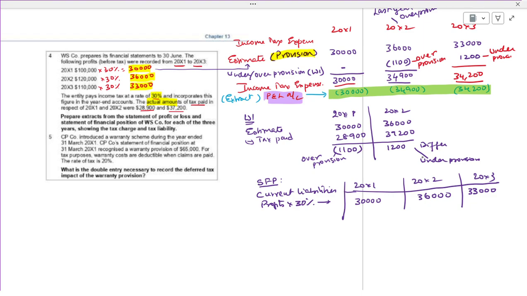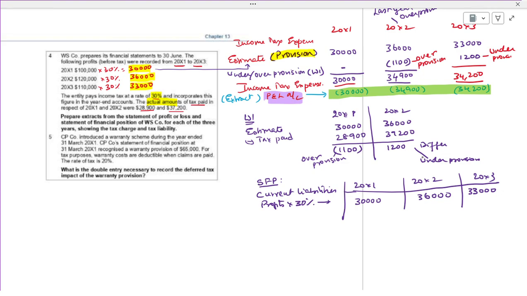Yes, Doctor. Clear. Keep it in mind: over provision minus, under provision plus. First rule. Second rule, profit and loss account, net amount. Statement of financial position, provision amount. Okay, only two rules are there.